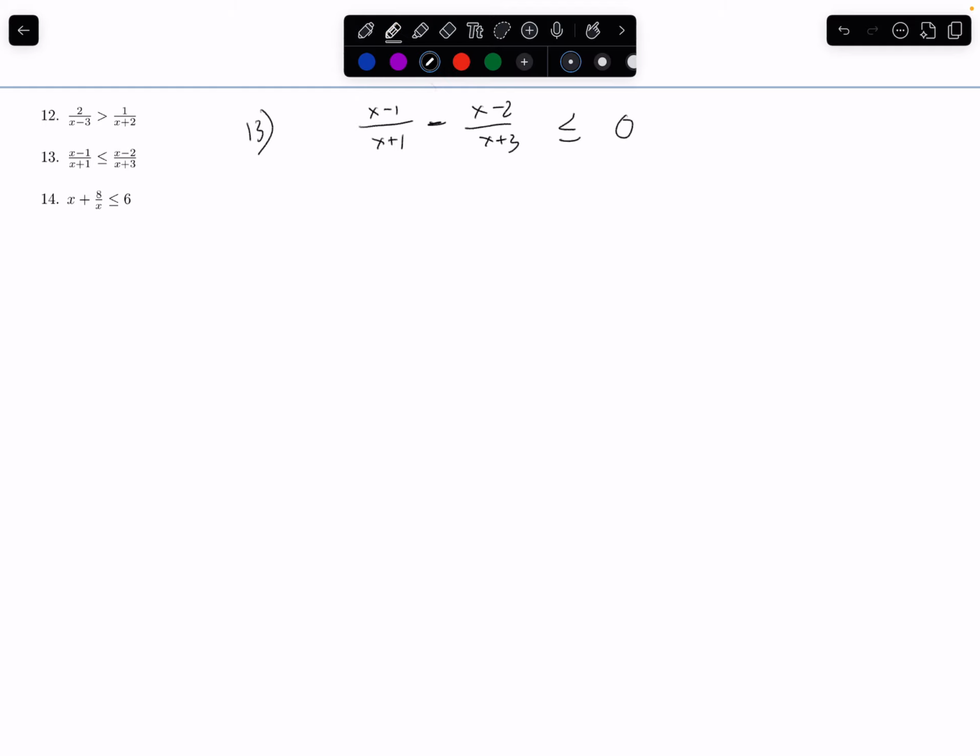Same trick, I want the same common denominator. So this one I'm going to multiply by x plus 3. And if I do it in the bottom, I should do it in the top. So x plus 3 over x plus 3. This one I'm multiplying by x plus 1. That way I have the same denominator.